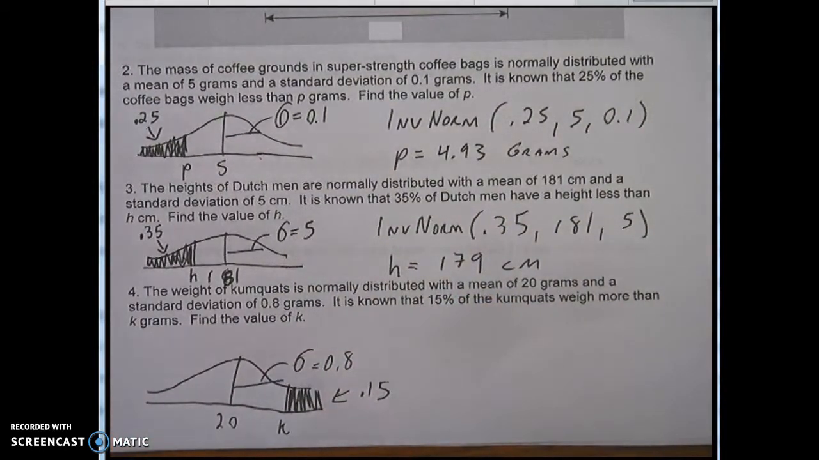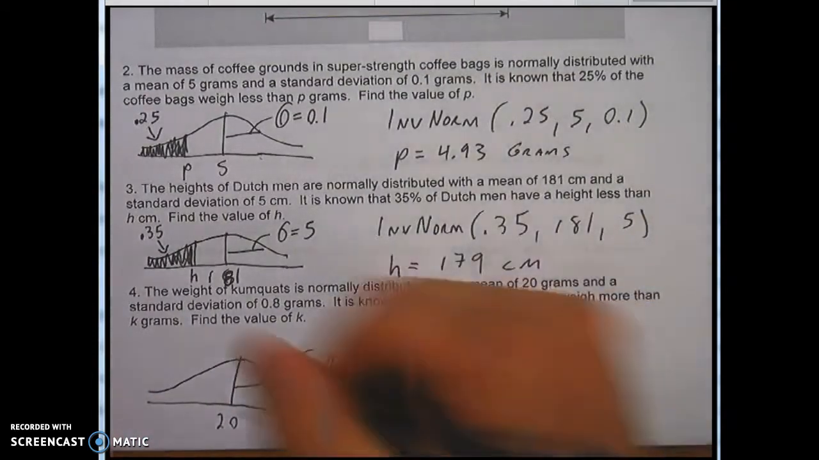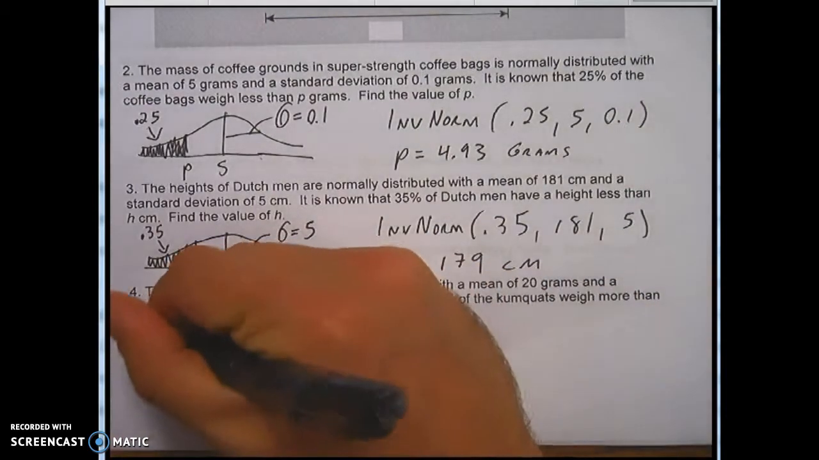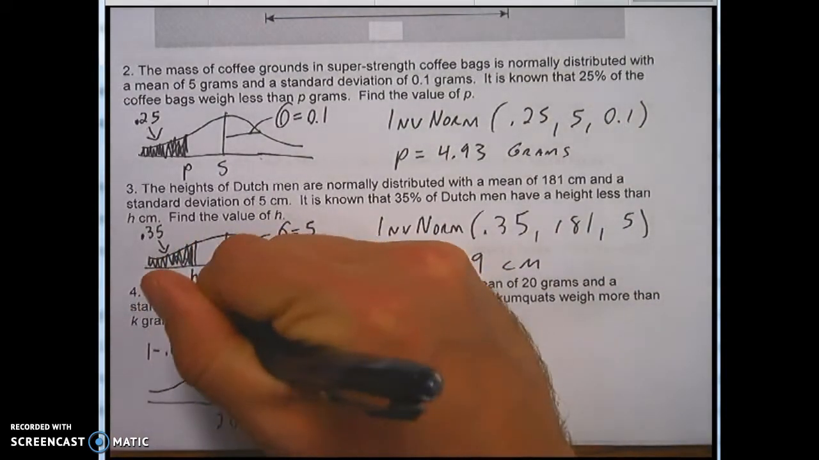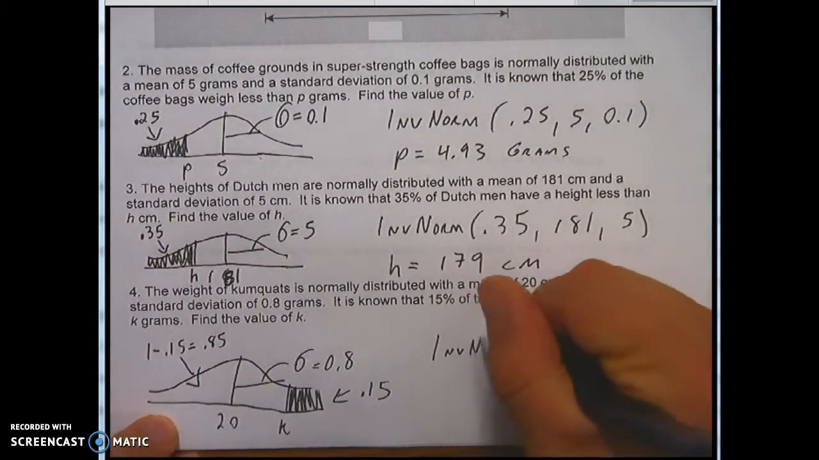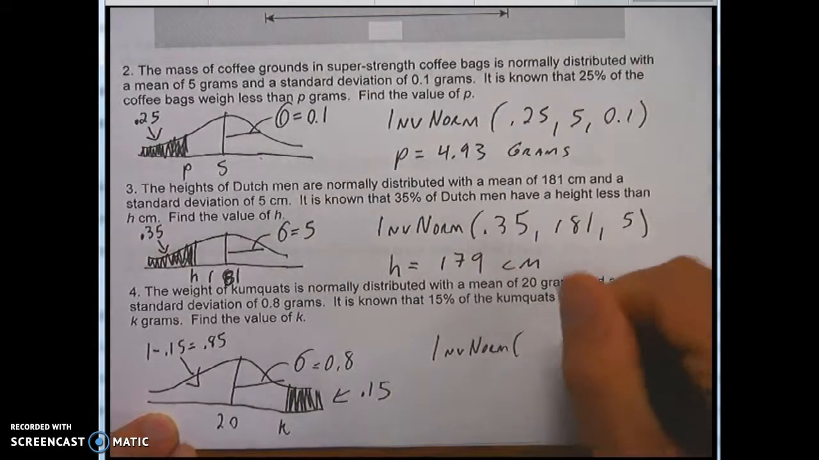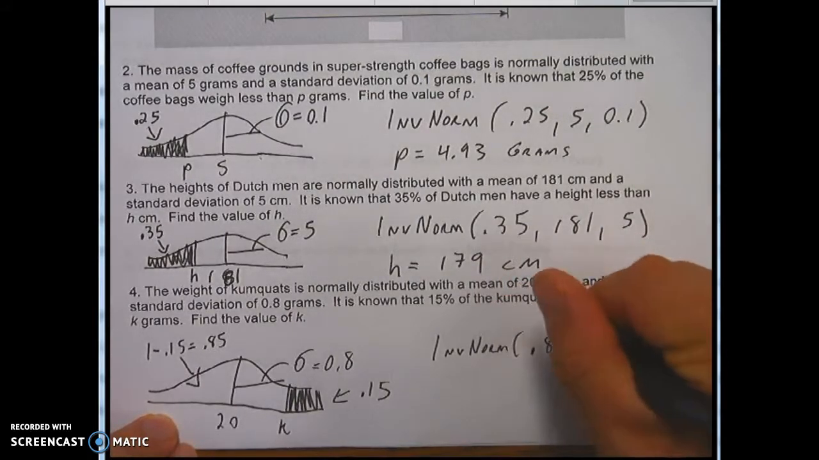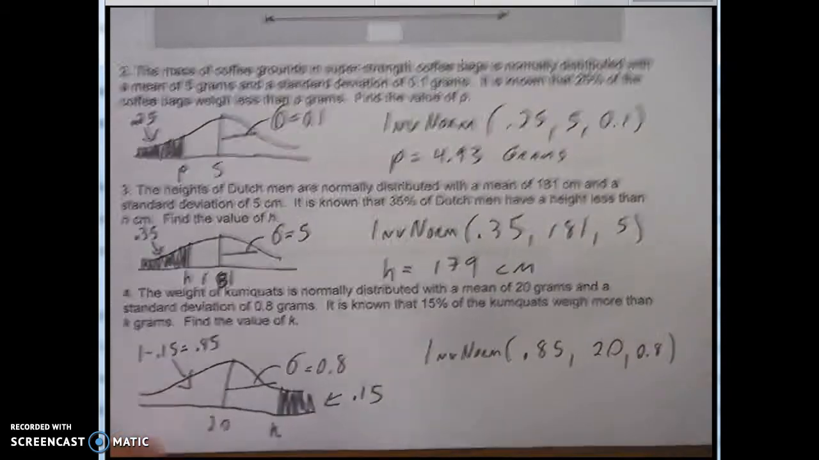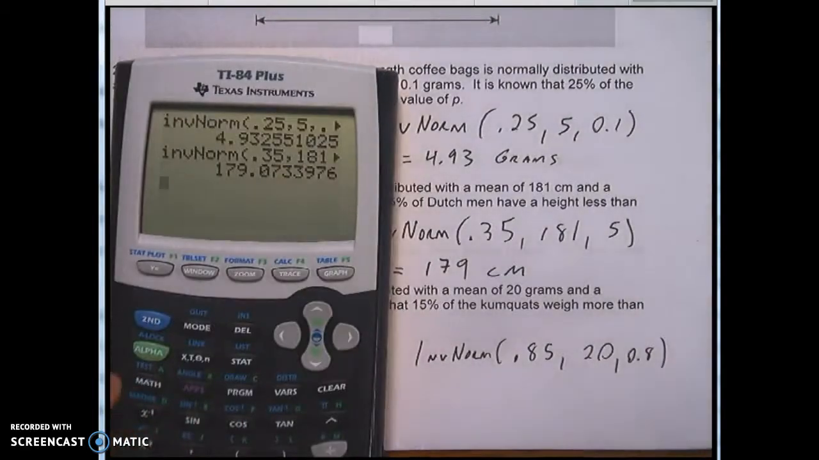But the calculator's not going to help us if we're going to the right. It's only going to help us if we're going to the left. So what I really want is the probability that's over here. And that's going to be 1 minus 0.15, which is 0.85. So I'm going to do the inverse normal of 0.85, 20, and 0.8. So I'm going to type that in.